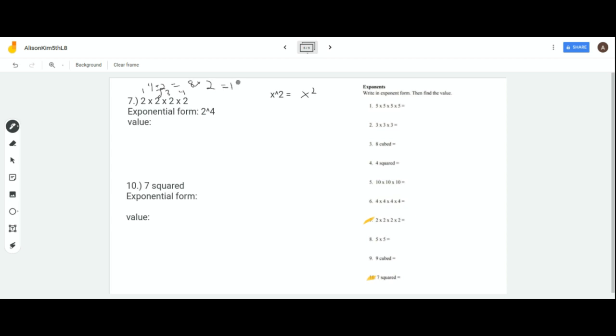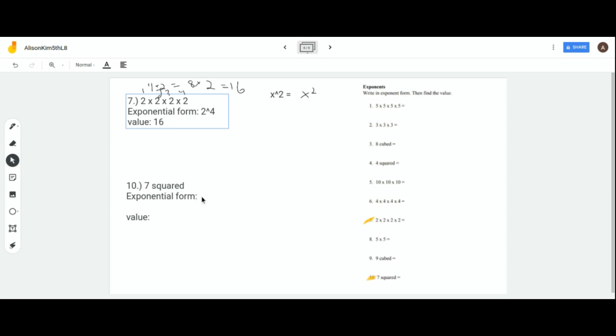You could also do it the easy way of just grouping it up since we have 4 2's. So it's going to be 2 times 2, 4. 2 times 2, 4. 4 times 4, 16. You could just do it like that. So 2 to the 4th power is 16.